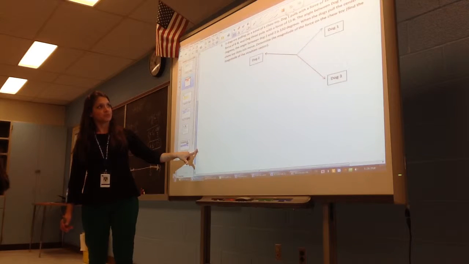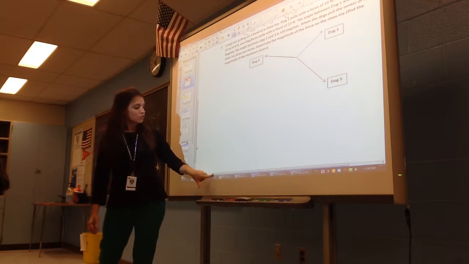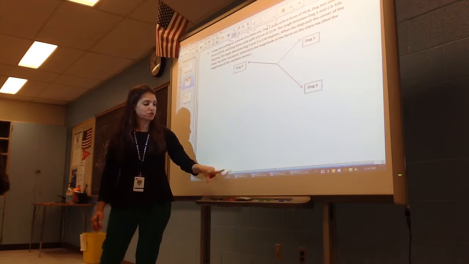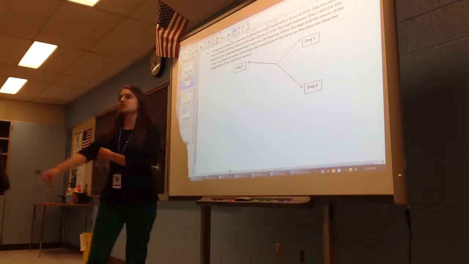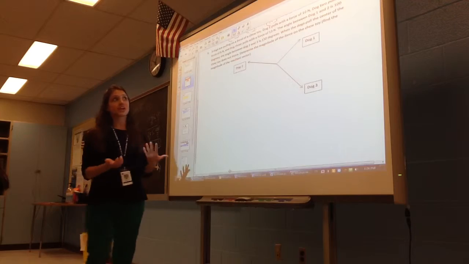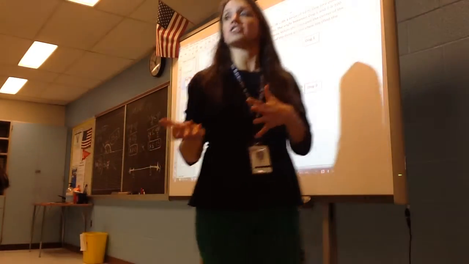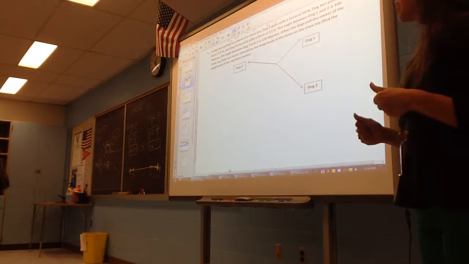And then problem 3. Okay, so we're just trying to see the combined force being put on these three dogs. What is the resultant vector? That's what's being asked here. What is the resultant vector of these 3 dogs pulling?